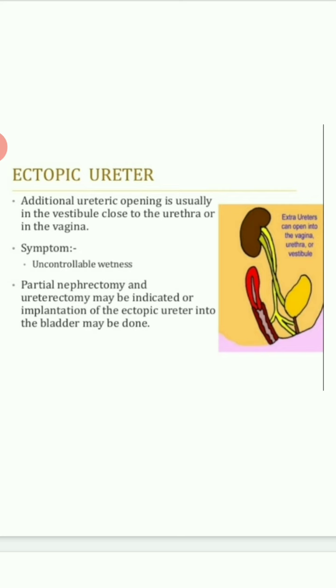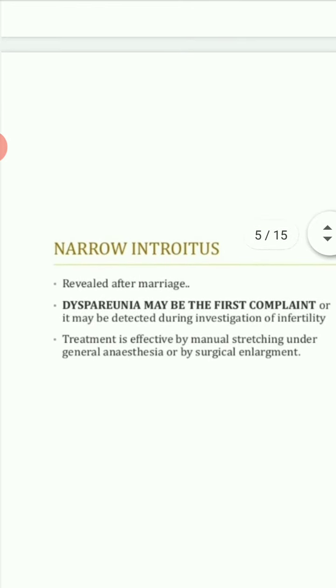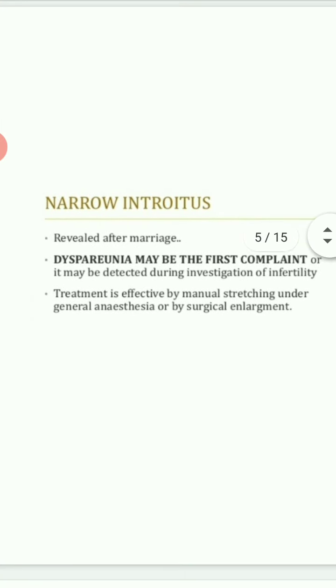See, here the figure has shown that the extra ureter can open into the vagina, urethra or the vestibule. Let's see. Here one is the vagina, and the other is the vestibule, an extra opening is there: ectopic ureter.